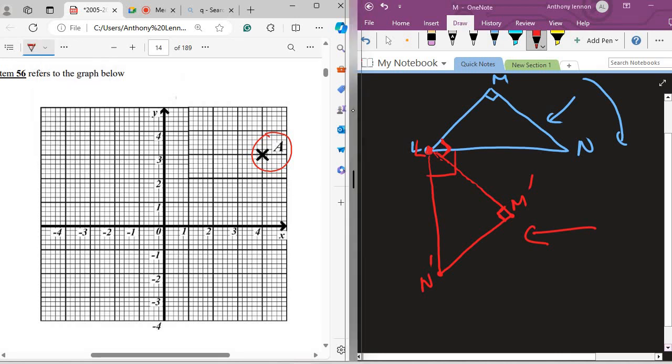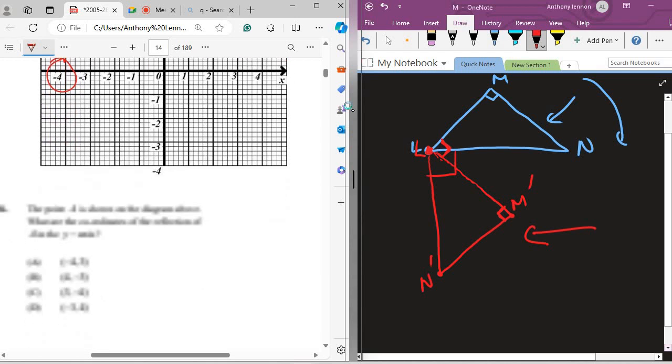Let's count from A straight to the mirror line: 1, 2, 3, 4 units, right? Now let's count away from the mirror line: 1, 2, 3, 4. You'll be right here, and that would be A prime. What would the coordinates be? You go down to the x-axis, that's -4, and on the y-axis, that would be 3. So -4, 3 is correct. Very good.